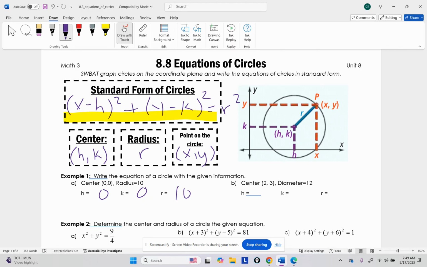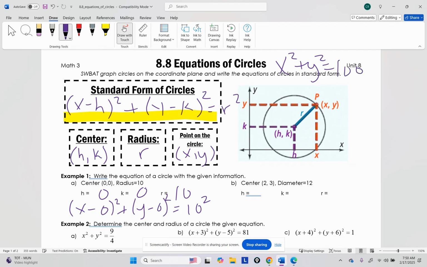So to write my equation, I'm going to say x minus my h, which is 0, squared, plus y minus my k, which is 0, squared, equals 10 squared. Okay, and that's just setting it up. So to simplify all of this, x minus 0 is x. So my equation is x squared plus y squared equals, and then my 10 squared is equal to 100. Okay, so that is the final answer for A.